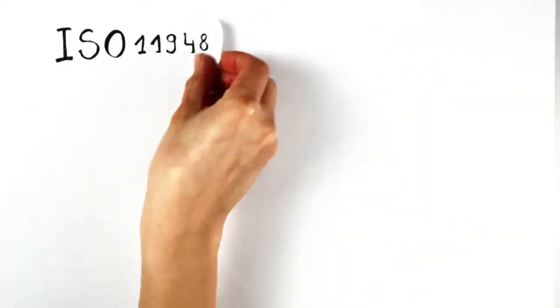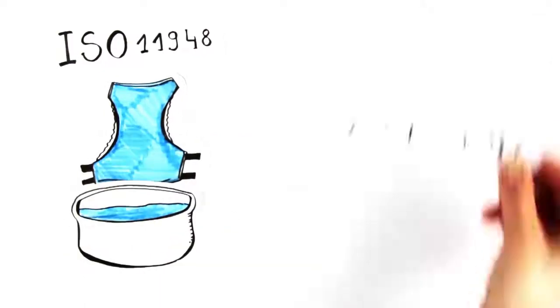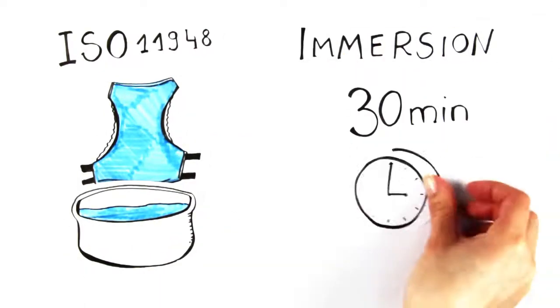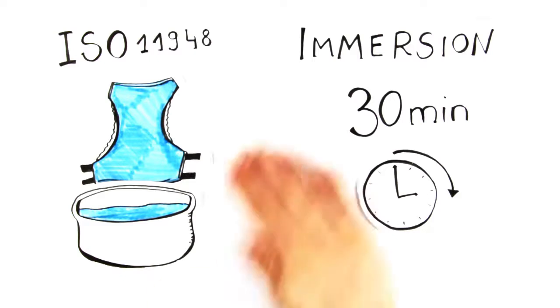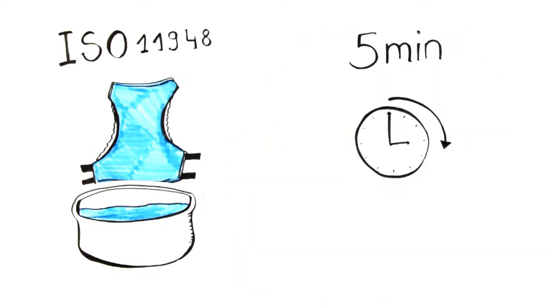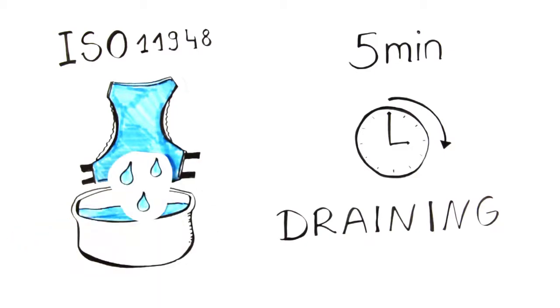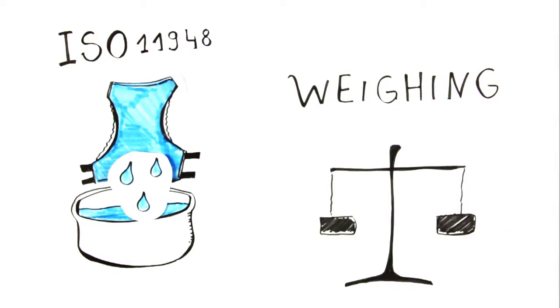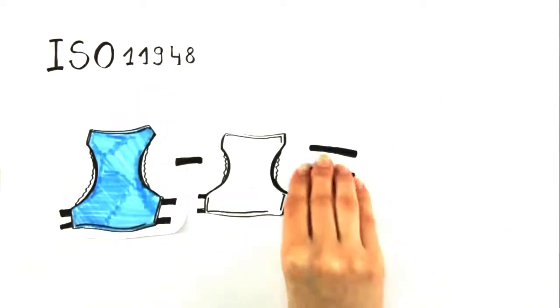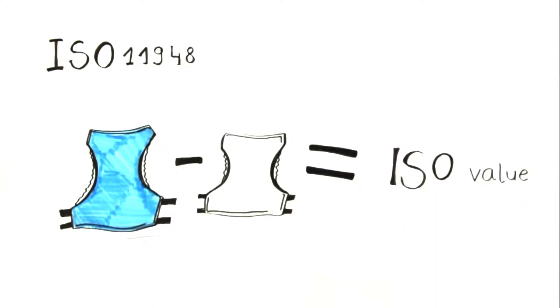The ISO 11948 method measures the theoretical maximum absorption capacity of a diaper. Let me demonstrate this test method. The product is immersed in a urine substitute solution for 30 minutes. After 5 minutes draining, the weight of the wet product is measured. To measure the absorbency level, we calculate wet minus dry weight.